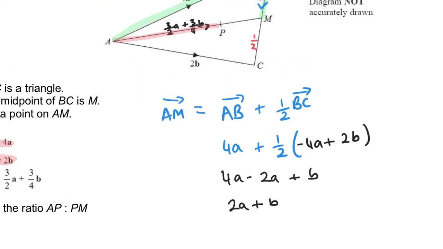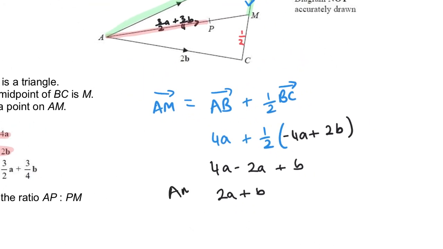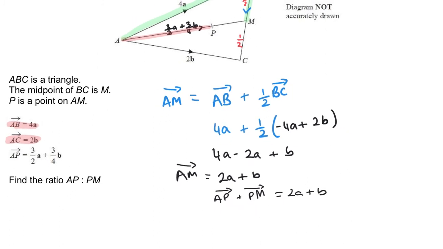Okay? Now, so this is A to M. So AM is this. Now, if I was to split this, I know that AP plus PM needs to equal 2A plus B. Now, if AP is 3 over 2 A plus 3/4 B, what do we need to add to get to 2A plus B? Now, we can clearly see that this is 3/4 and here we have a whole one. So we have to add on a quarter.